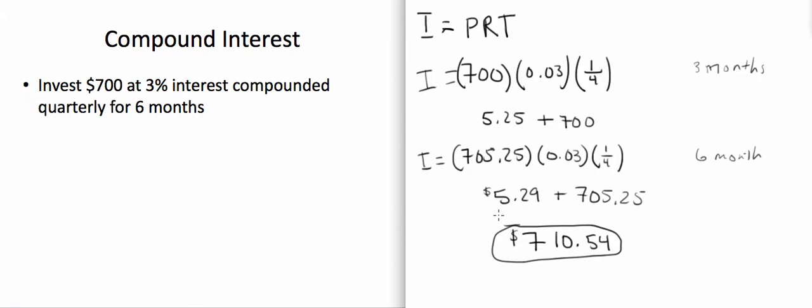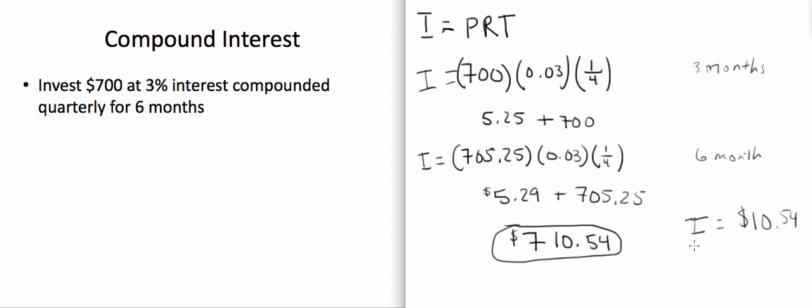So the interest earned, the I total for this, is $10.54. But they're asking for how much total we'll have, so we add that back in. That's what you do when it's compounded. It means you just keep adding it back in. If we wanted to do it for 12 months, we'd have to redo this process over 2 more times. So it could be a long process if you're compounding quarterly for a long period of time.